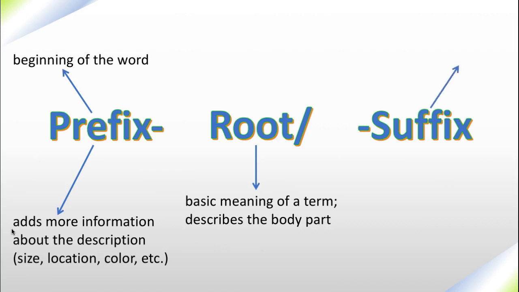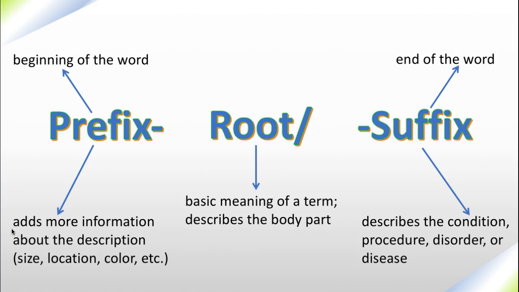The suffix comes at the end of a word and describes the condition, procedure, disorder, or disease. Not all medical terms have a prefix, but they all have a root and a suffix. When you see these word parts alone, in a dictionary for example, you can identify them by a hyphen or forward slash. A hyphen is used after a prefix, and it is used before a suffix. And a root word is followed by a forward slash.